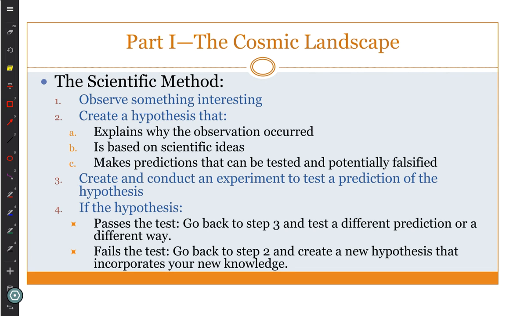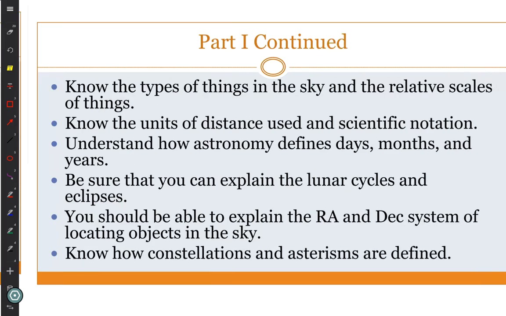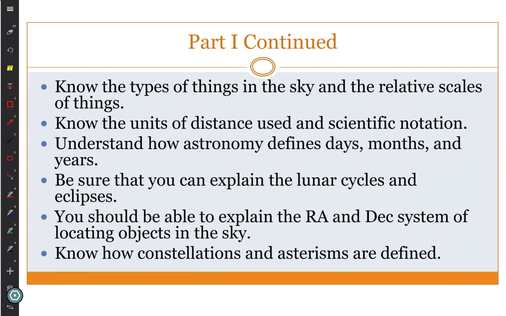Okay, so we've got the scientific method. You should know that. It's how we get information. So now, other things we have from part 1. Remember, exam 1 was over both parts 1 and 2. The other things from part 1 were knowing what types of things we find in the sky.